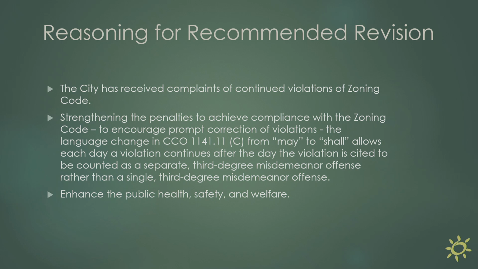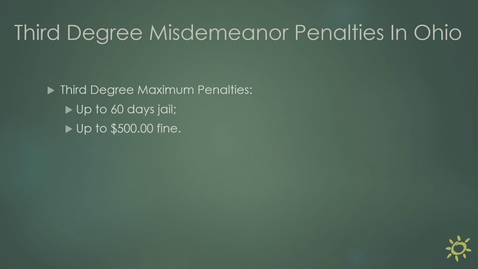The reason for the recommended revision is that the city has received complaints of continued violations of zoning code. This would strengthen the penalties to achieve compliance with the zoning code to encourage prompt correction of violations. The language change in Clayton Codified Ordinance 1141.11C from may to shall allows each day a violation continues after the day the violation is cited to be counted as a separate third degree misdemeanor offense rather than a single third degree misdemeanor offense. This would also enhance the public health, safety, and welfare of the city. The third degree misdemeanor penalties in Ohio are up to 60 days in jail and up to a $500 fine.